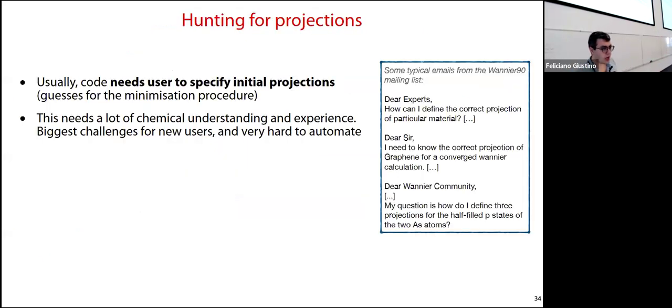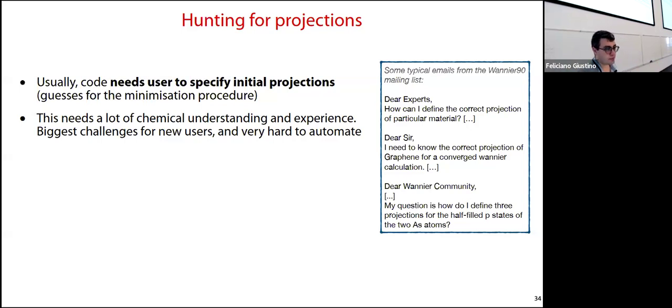Okay, so I mentioned there's been a lot of effort towards automating the construction of Wannier functions, but why do we need this? Because in practice, this is the most delicate aspect of getting Wannier functions. The fact that the users of the code have to specify initial projections is really the most delicate part of the procedure, because it requires, in principle, some chemical understanding of your system, and also some experience in how you tune the parameters. So this has been the biggest challenge for new users for many years. It was very hard to automate.